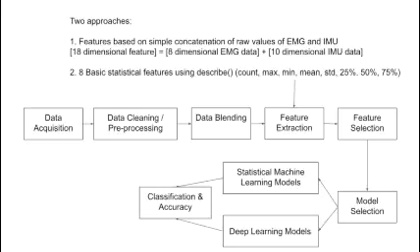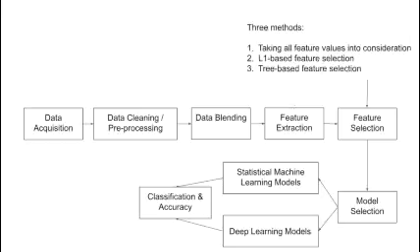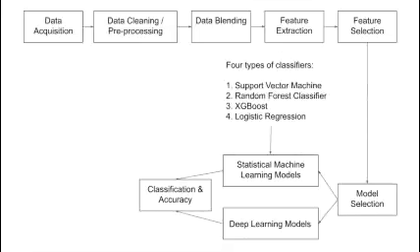This is followed by the feature selection module, where we explored 3 methods. The first one is taking all feature values into consideration. The second was L1 based feature selection, and the third one is tree based feature selection. Now, in the model selection part, as mentioned before, we explored two paradigms. The first was 4 types of classifiers: support vector machines, random forest classifier, XGBoost, and logistic regression.